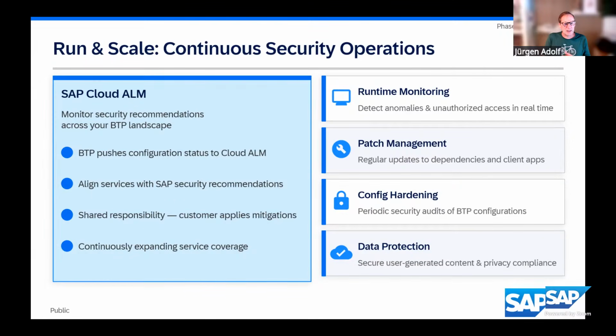Then config hardening means running periodic security audits of your BTP configurations against the SAP recommendations. Are the configurations correct, like recommended, and so on. And data protection means securing all user-generated content and ensuring privacy compliance. Particularly relevant if your app handles personal data. If not, it's not important.